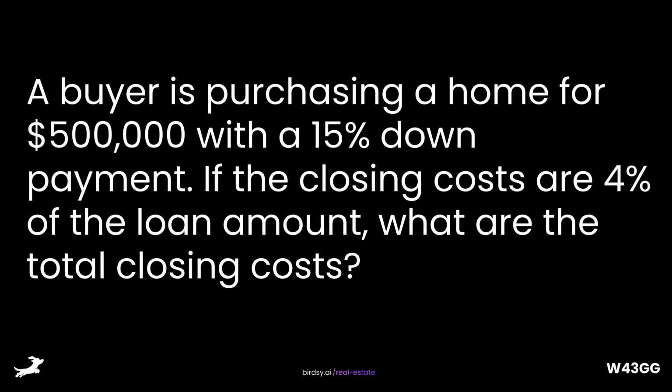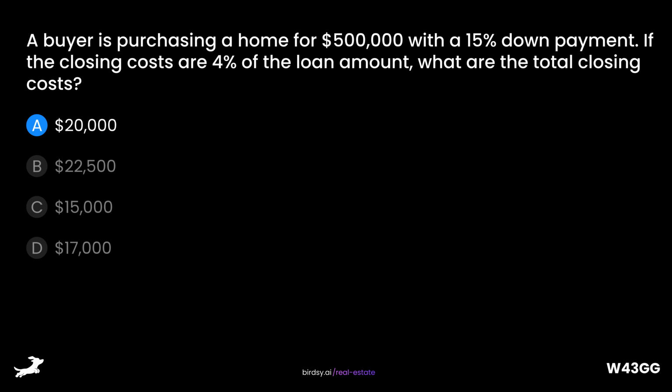A buyer is purchasing a home for $500,000 with a 15% down payment. If the closing costs are 4% of the loan amount, what are the total closing costs? Is it A, $20,000, B, $22,500, C, $15,000, or D, $17,000? The answer is D, $17,000.